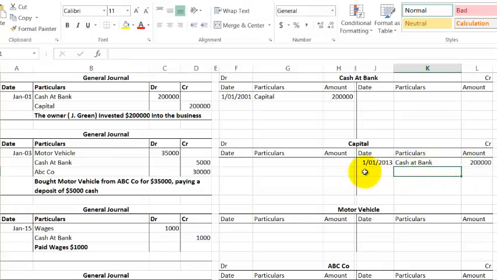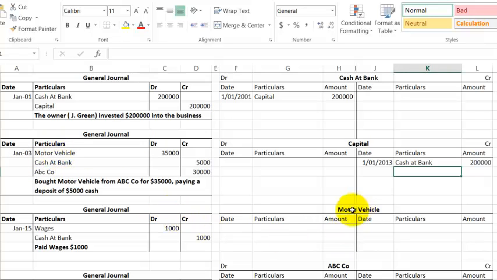So let's summarise this ledger entry. On the 1st, an increase was made to the capital account when the owner introduced $200,000 and put it into the bank. The same up there. So we've got the first entry done. Let's keep moving and you'll get the idea how this all works. The next entry was made on January the 3rd. We bought a motor vehicle.